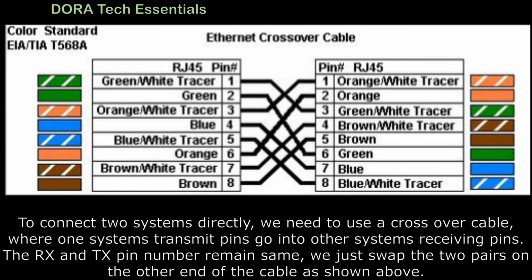To connect 2 systems directly, we need to use a crossover cable, where one system's transmit pins go into the other system's receiving pins. The RX and TX pin numbers remain the same, we just swap the 2 pairs on the other end of the cable as shown above.